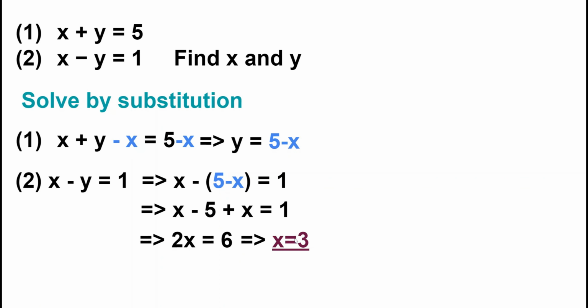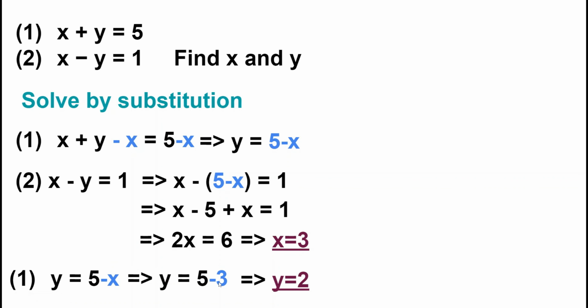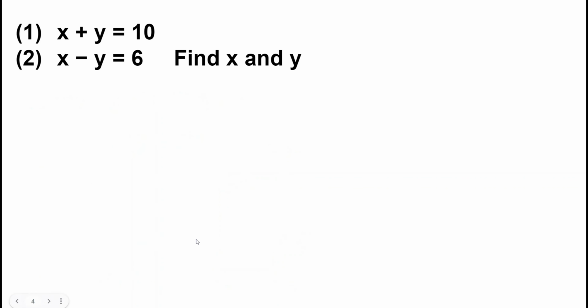Now that we found x, we go back to the first equation, y equals 5 minus x, and we replace x by 3. y equals 5 minus 3, so y equals 2. That's the substitution. So let's look at another example here.